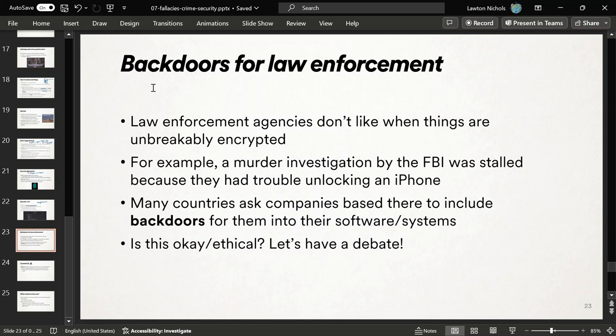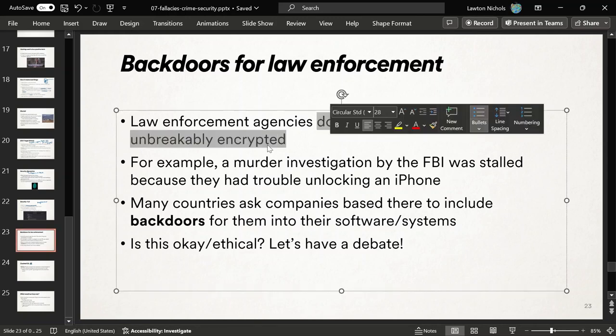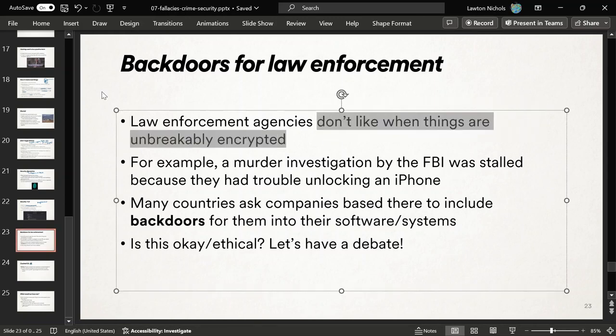Unless you are in a country where they force you to put a backdoor into your systems. And this is a very, very controversial thing. So we should talk about it. Backdoors are sometimes placed into secure systems for law enforcement purposes. Because some agencies don't like when things are unbreakably encrypted, right? Some people really don't like Apple because they don't put any backdoors into their systems, or so we think.